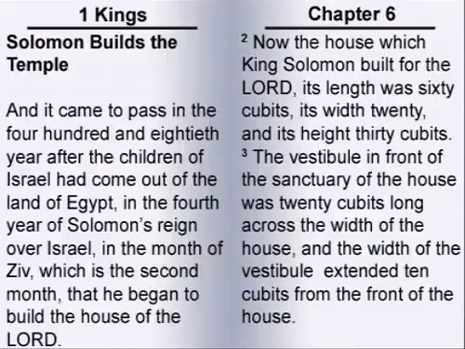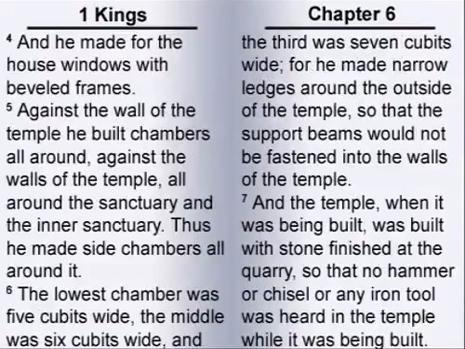Now the house which King Solomon built for the Lord, its length was 60 cubits, its width 20, and its height 30 cubits. The vestibule in front of the sanctuary of the house was 20 cubits long across the width of the house, and the width of the vestibule extended 10 cubits from the front of the house. And he made for the house windows with beveled frames.